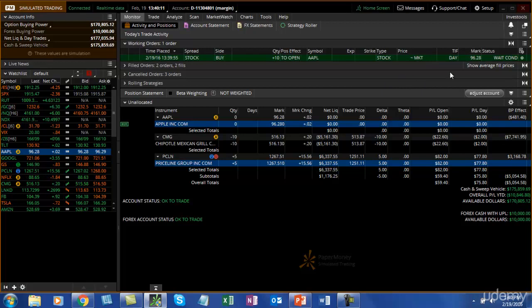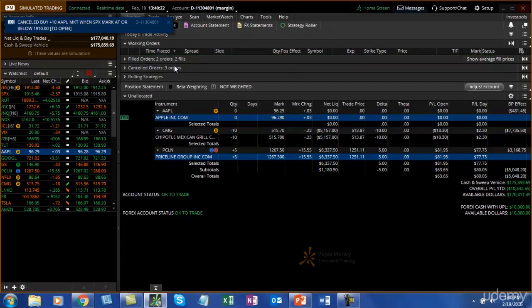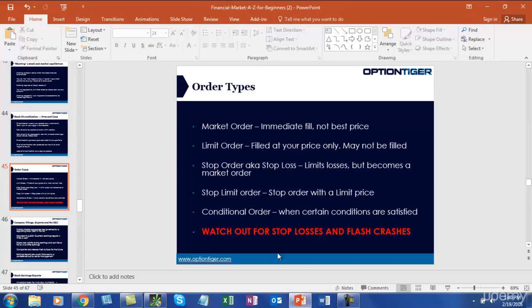So that's how you would put a conditional order. And here it says, you can see the status is it's waiting on a condition to get satisfied. So that's what a conditional order looks like. Now, the important thing is I wanted to talk about the stop loss order and a flash crash.